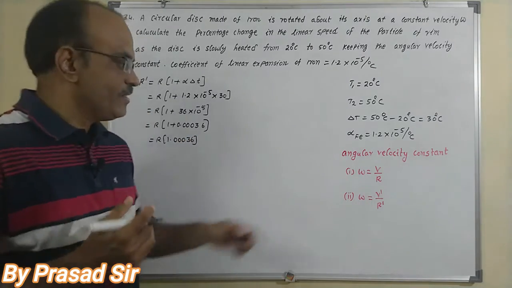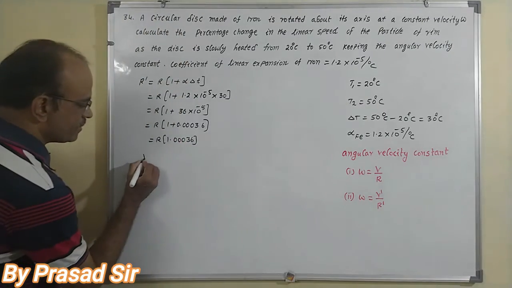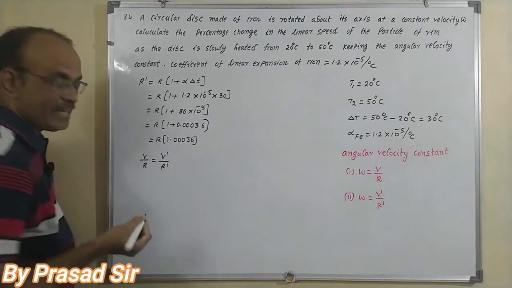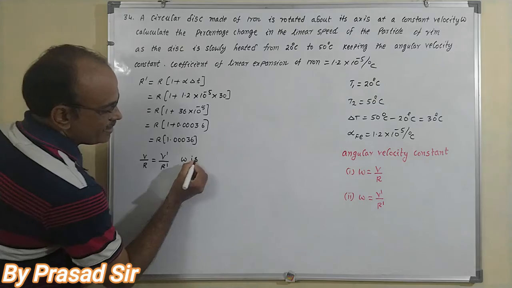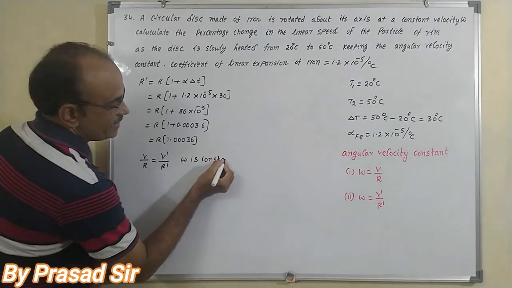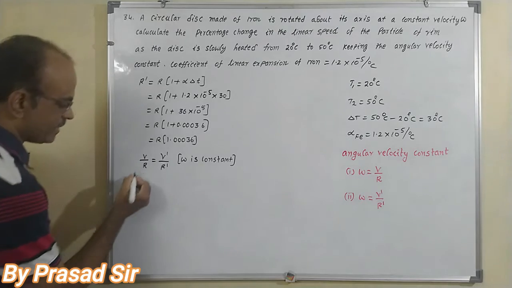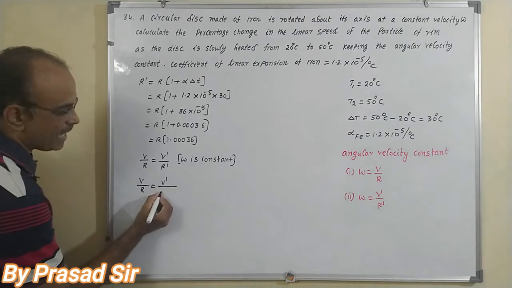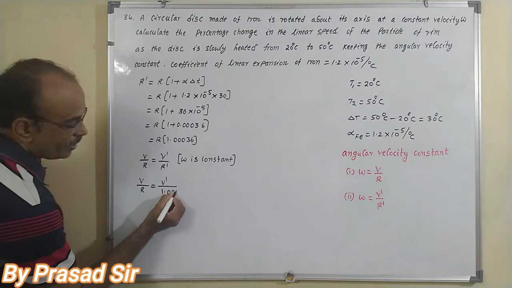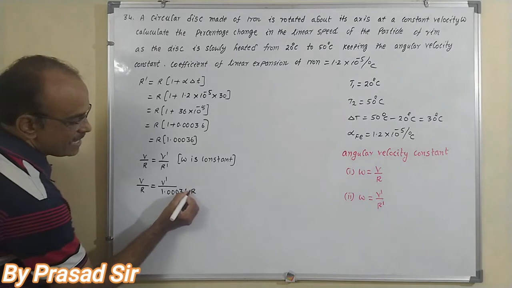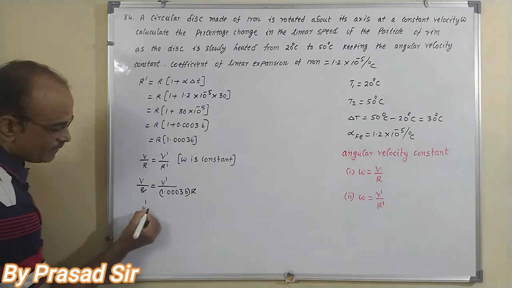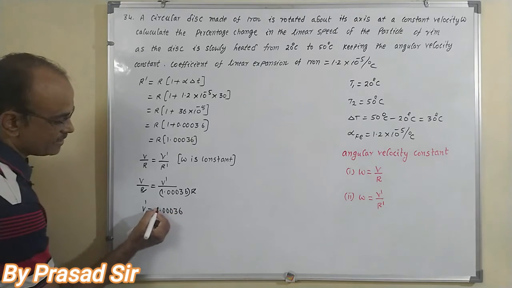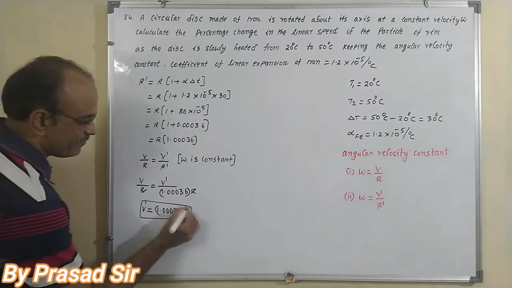But I want to give the relation between these two. That is V divided by R is equal to V dash divided by R dash. Why? Because omega is constant. So V divided by R is equal to V dash divided by R dash, which gives 1.00036 times R. Here R and R cancel, and V dash is equal to 1.00036 times V. So this is the V dash value.